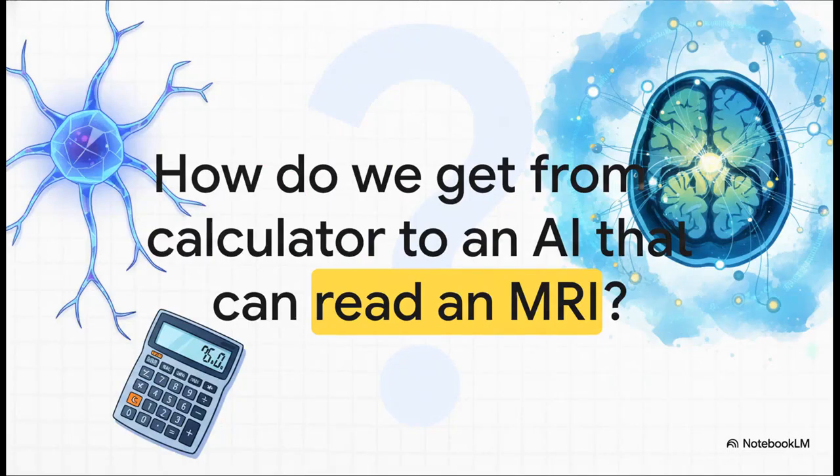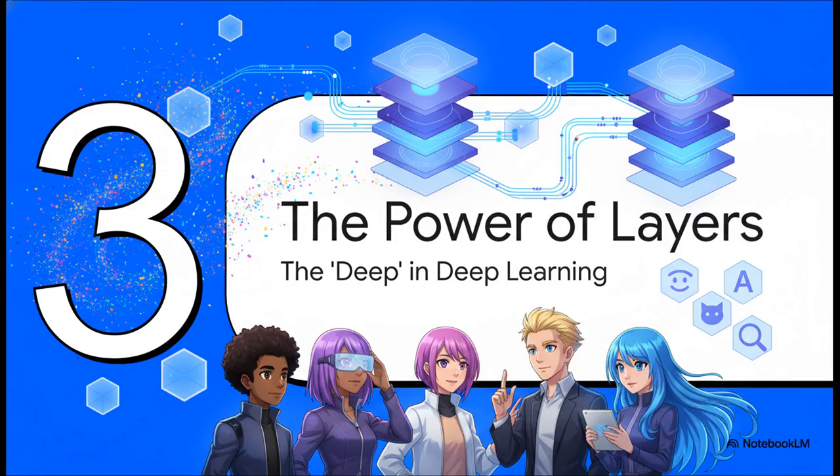Which brings us to the big, multi-billion-dollar question. If a single one of these artificial neurons is just a fancy calculator, how do we get from that to an AI that can actually read a complex MRI scan? Well, the answer wasn't to build a better neuron. It was to start connecting them in a totally new way. And that brings us to the power of layers.